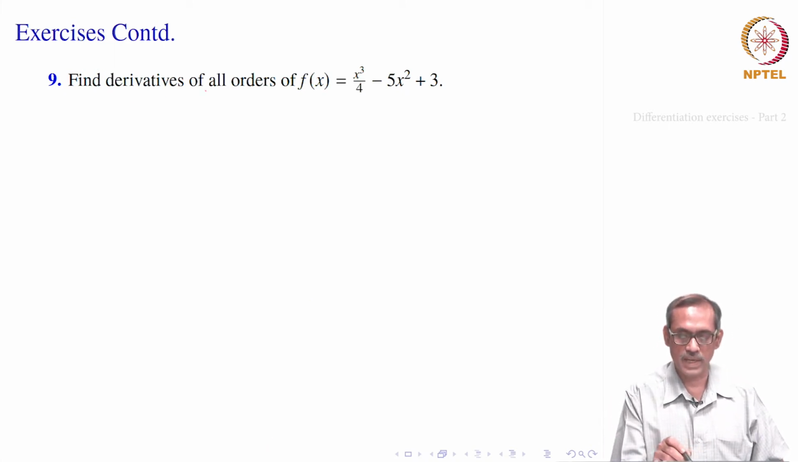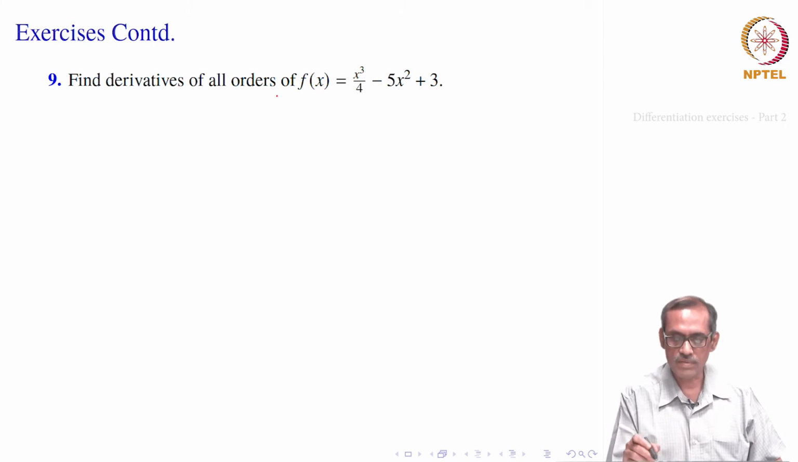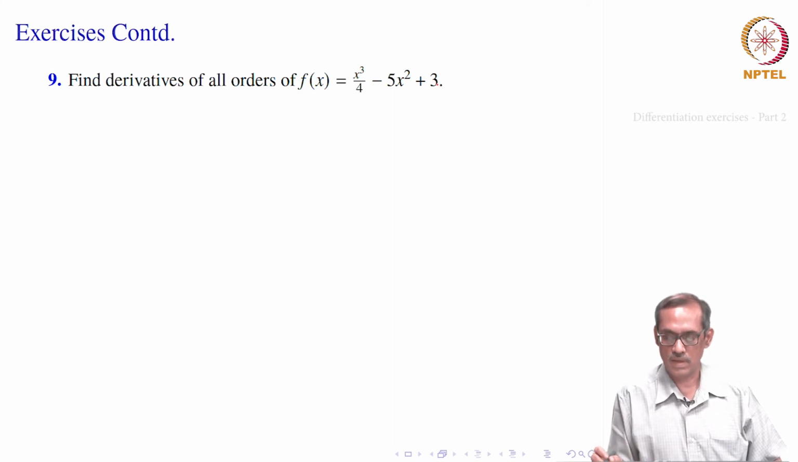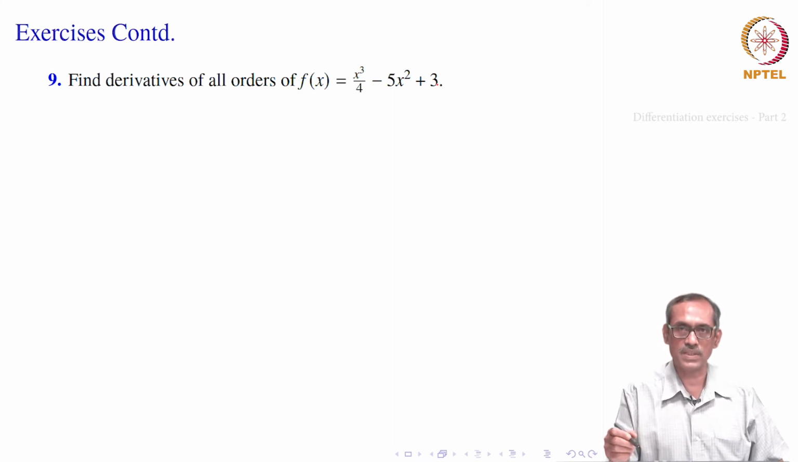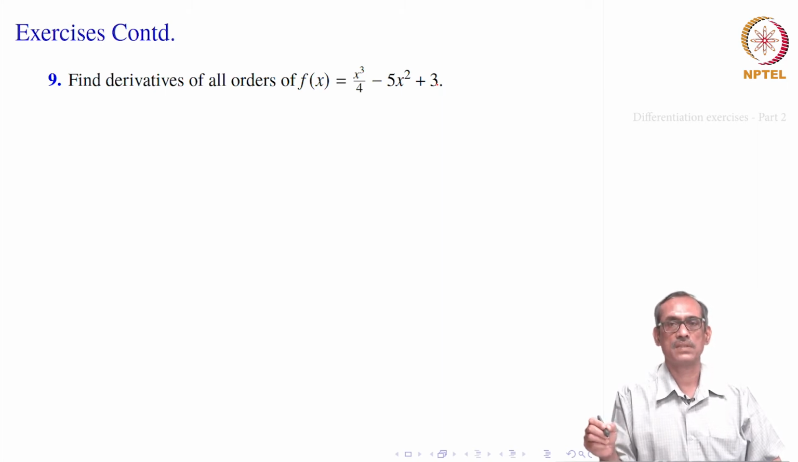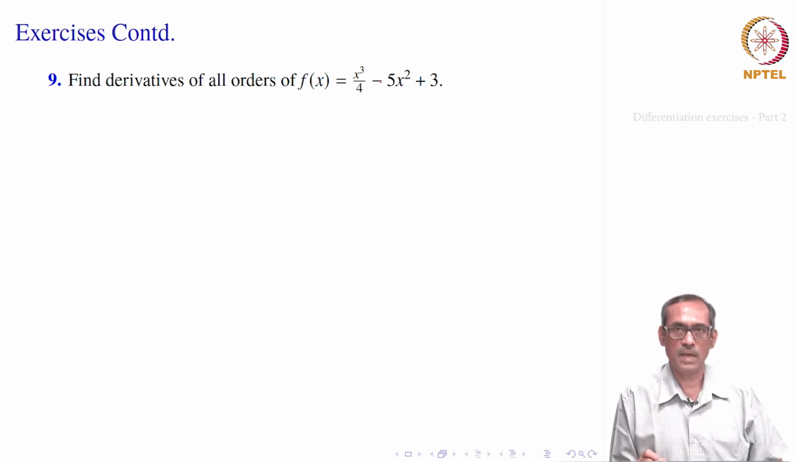Here we want to find the derivatives of all orders of f of x equal to x cubed by 4 minus 5 x square plus 3. On the face of it, it looks like we have to get f n of x for any natural number n. But let us see, because it is a polynomial and each time you differentiate x to the power n, that gives you n times x to the power n minus 1. So, that reduces the degree of the polynomial. Then after some finite number of successive differentiations, a polynomial will reduce to 0.